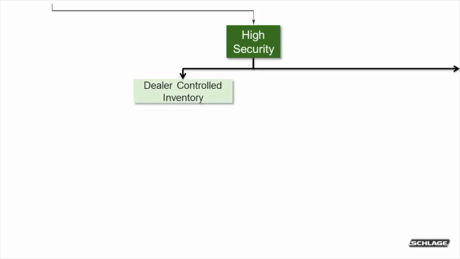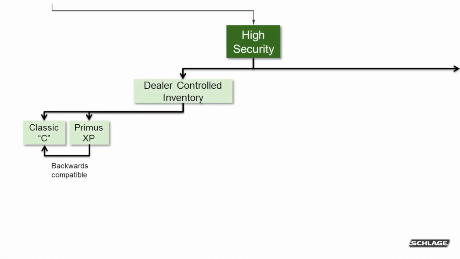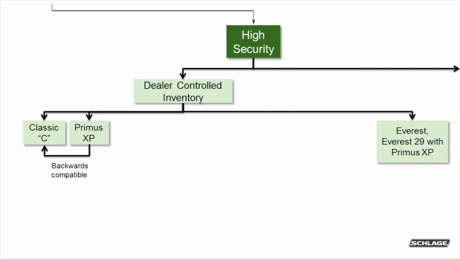In the dealer-controlled inventory branch, there are two sides. The first is the classic C and Primus XP side. Note that these are backwards compatible with conventional cylinders in the same keyways by adding a number 7 finger pin. This allows end users to update their classic keyway systems with high-security Primus XP without having to change their entire key system. The other side is for Everest: Everest 29 with Primus XP technology added.